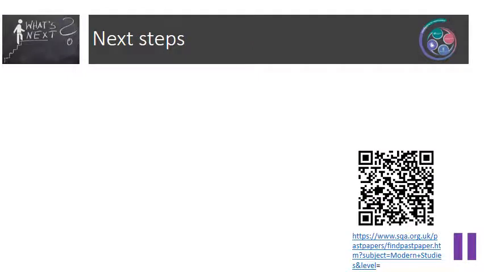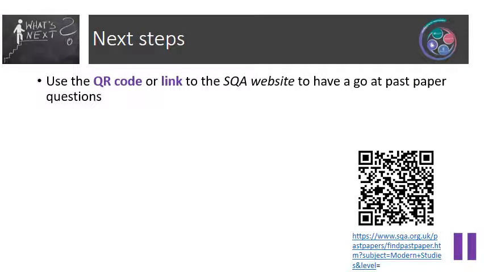Now that we have had plenty of practice of the describe question and the technique required, it's important to consider our next steps. You may wish to use the QR code or link to the SQA website below to have a go at some past paper questions.